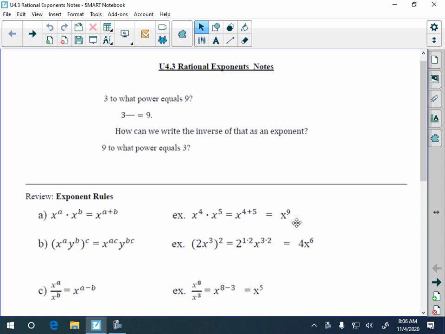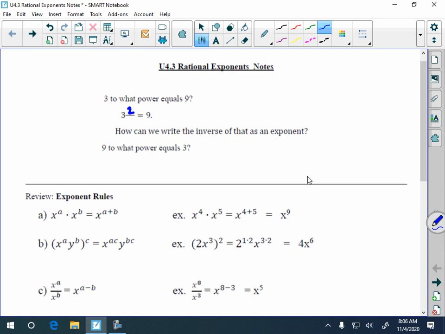So first of all, we want to look at 3 to what power equals 9. We're looking at what exponent we can raise 3 to to get 9. Hopefully you see that it's 2. So we know 3 squared is equal to 9. Well, how can we write the inverse of that exponent? So we're looking at 9 to what power equals 3.